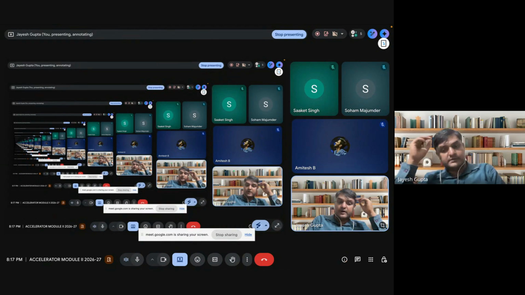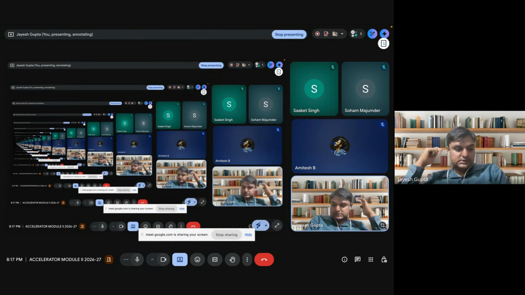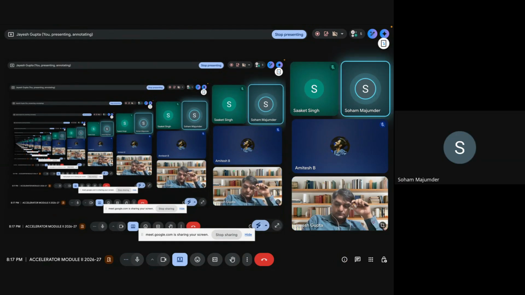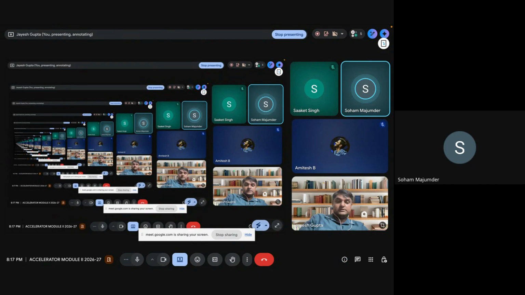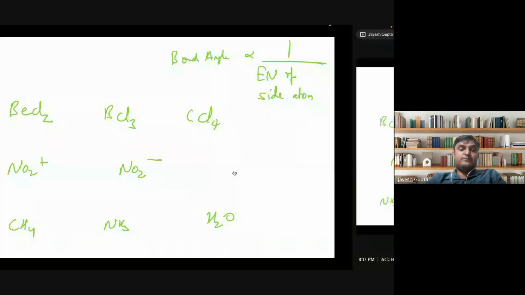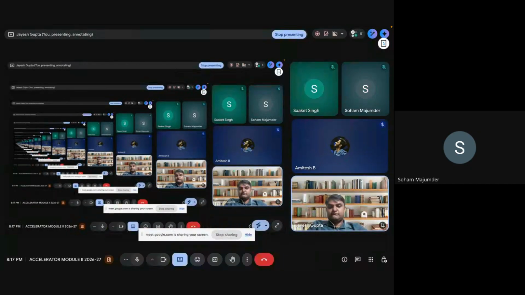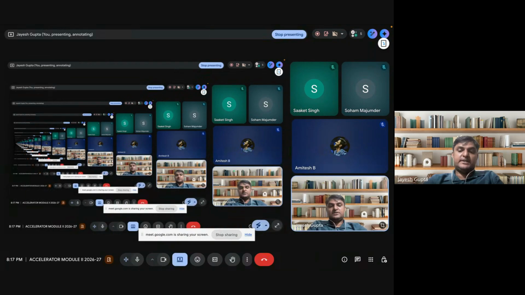Second one, how have you done it? Since the hybridizations are the same, there is one lone pair in NO2 minus and zero lone pairs in NO2 plus. How can the hybridization be the same for both NO2 plus and NO2 minus? Hybridization is not the same. You can apply that formula I've told, half V plus M minus C plus A.